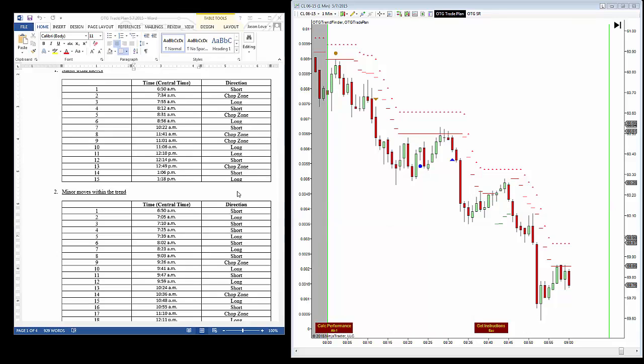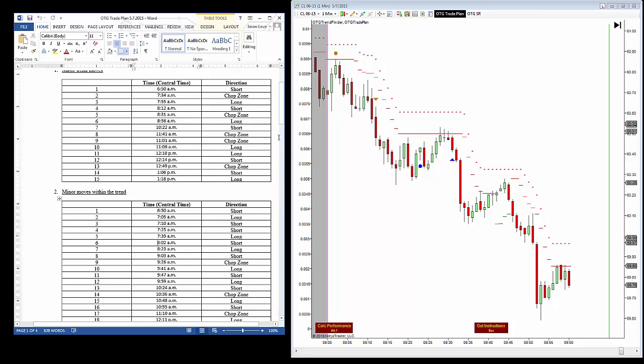We indicate these times on your OTG trade plan, and we indicate these every day before the market opens. So as you're signing in the morning, generally this is updated the night before. But worst case scenario, it's updated at about 6 a.m., no later than 6 a.m. Central Time. And these will have the times of the expected moves throughout the day for the entire session.